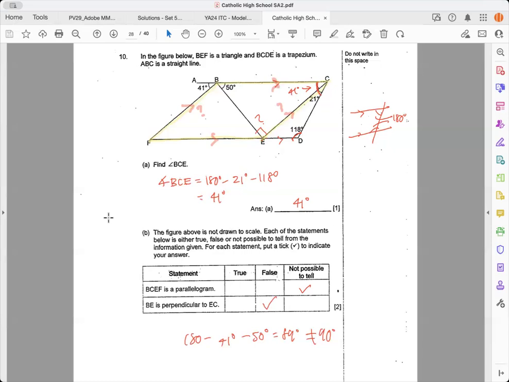You know what I mean? When you can prove that the statement can be true, and it can also be proven that it can be false, then it is not possible to tell. Only in such a scenario or condition can you tick not possible to tell. Not everything you're not sure about is not possible to tell.